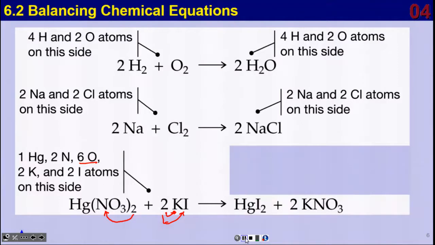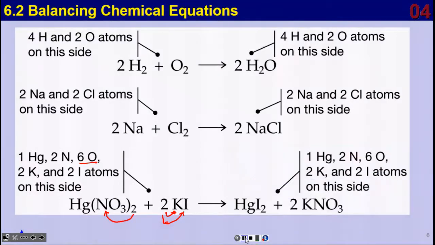If the reaction is balanced, it should. And we should still have 1 mercury and 2 iodide atoms. So far, so good. And we still have 2 potassium right there, and 2 nitrogen, and 2 times 3 gives us 6 oxygen. So it all checks out, and these are indeed balanced equations.